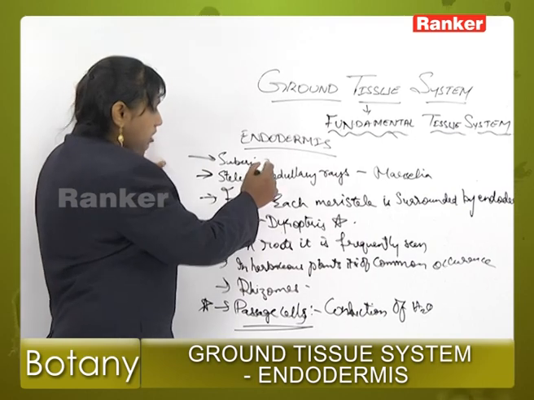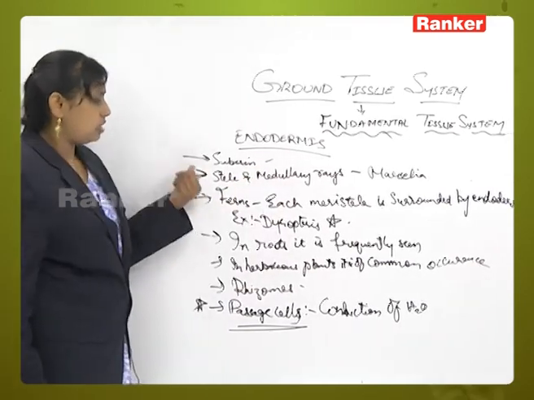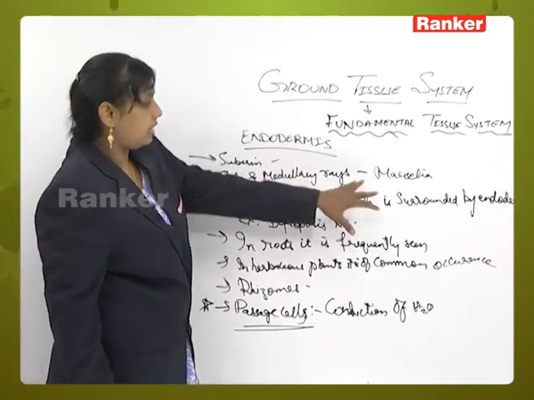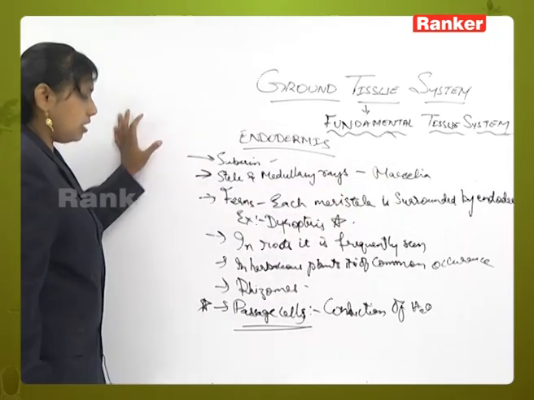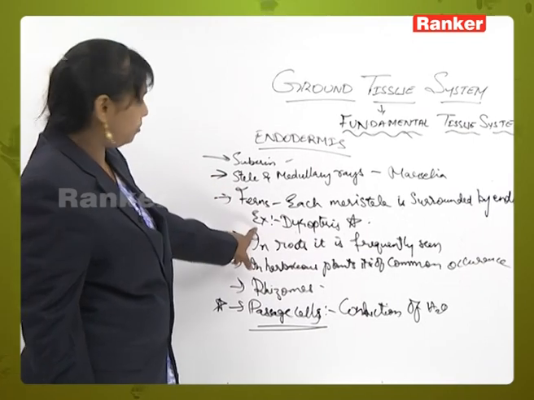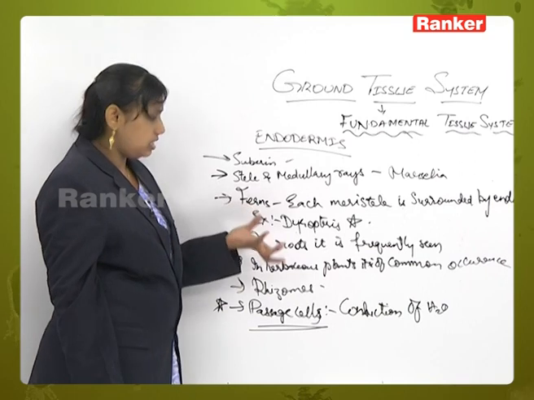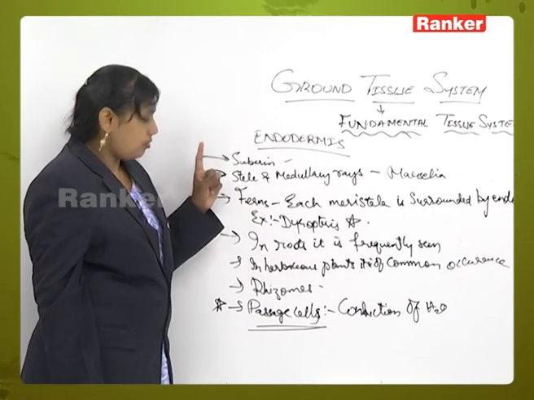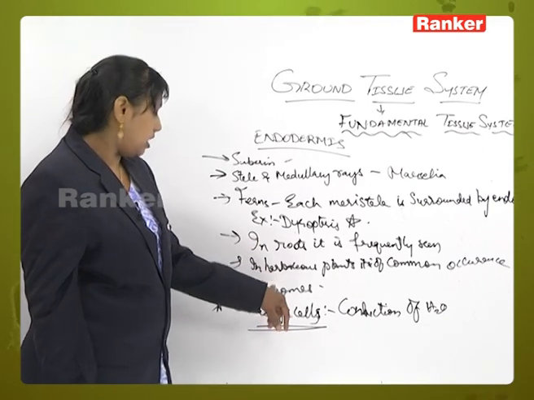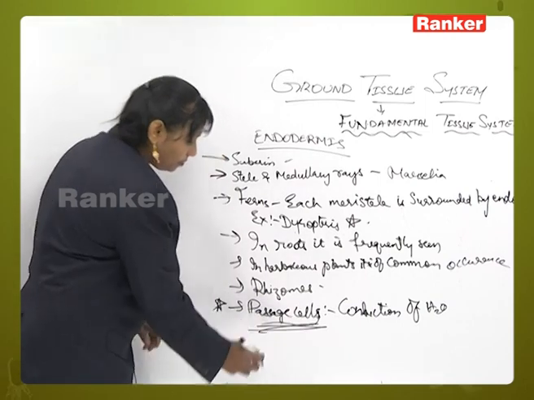In endodermis, cell walls sometimes show suberin. These may be present in between some stele and medullary rays in some pteridophytes and gymnosperms, and in some ferns, each meristele is surrounded by endodermis. Example, Dryopteris. In roots, it is frequently seen, and in all herbaceous plants, the presence of endodermis is a common occurrence. Compared to aerial parts, it is seen more in the rhizomes, and it has one special structure called passage cells.